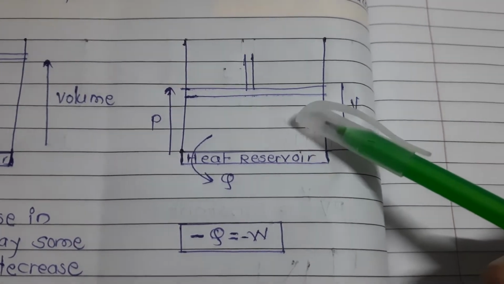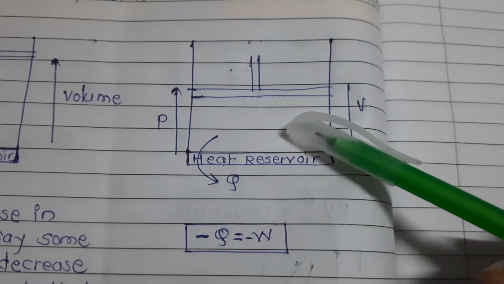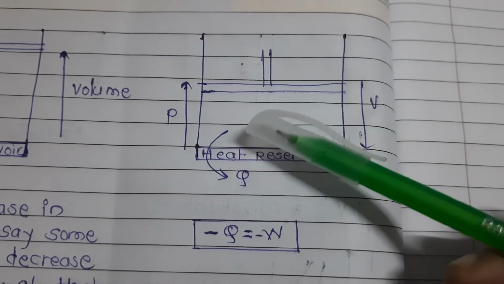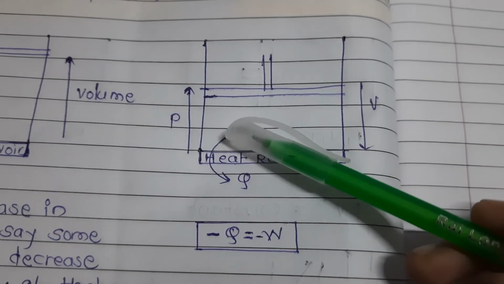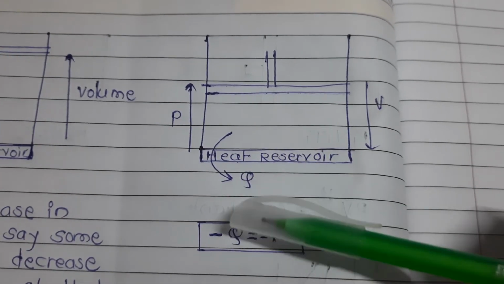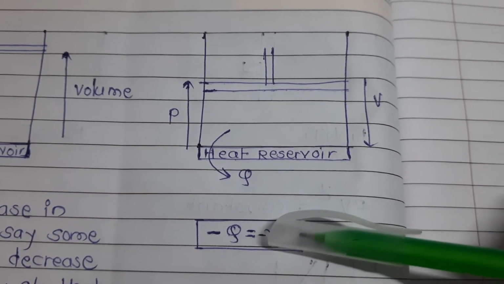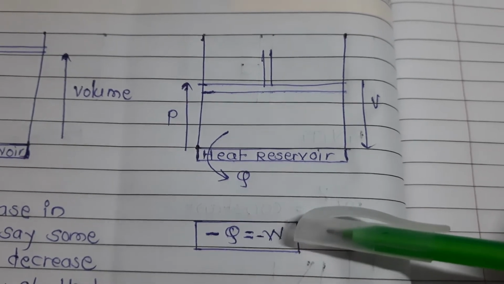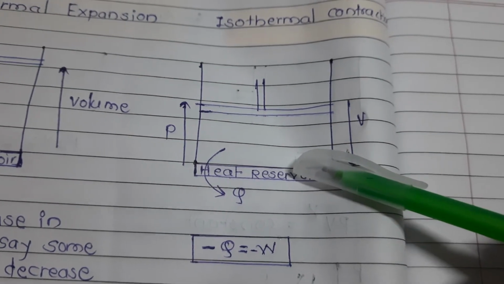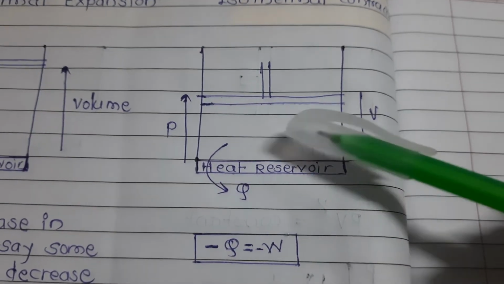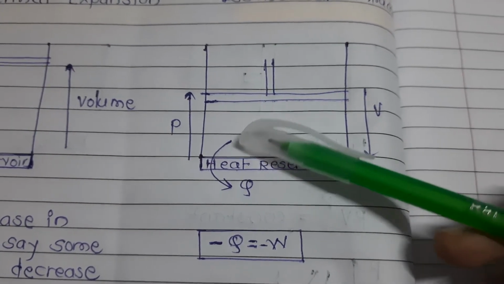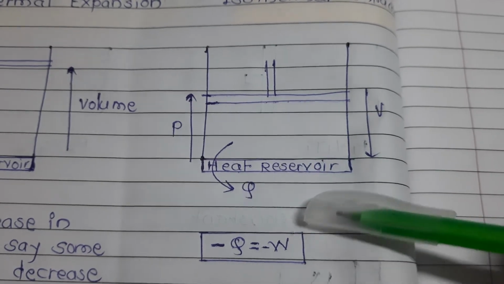Heat may be more, but for constant temperature, we withdraw some energy in the form of Q. Hence here, minus Q is equal to minus W, because work is done in the isothermal contraction process by withdrawing some heat or external energy.